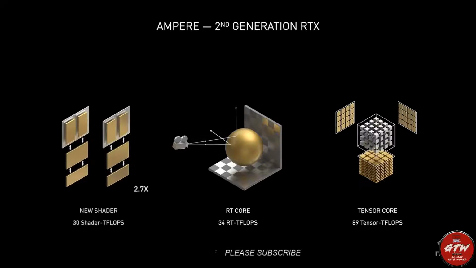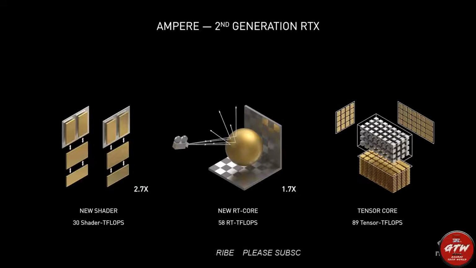Ampere does 2 shader calculations per clock versus 1 on Turing, 30 shader teraflops compared to 11. Ampere doubles ray triangle intersection throughput. Ampere's RT Core delivers 58 RT teraflops compared to Turing's 34. And Ampere's new Tensor Core automatically identifies and removes less important DNN weights. The new Tensor Core hardware processes the sparse network at twice the rate of Turing. 238 tensor teraflops compared to 89.